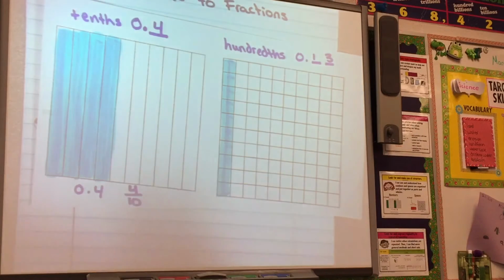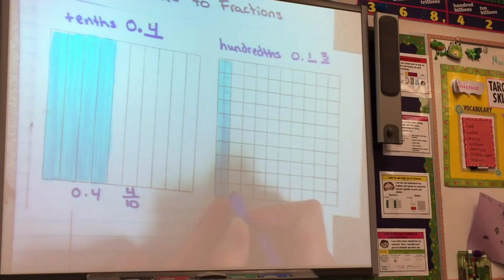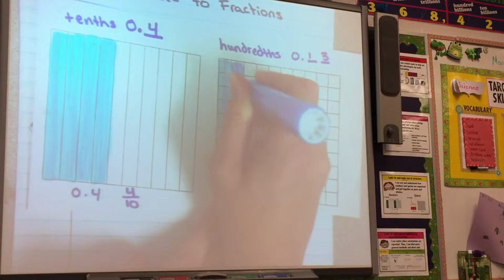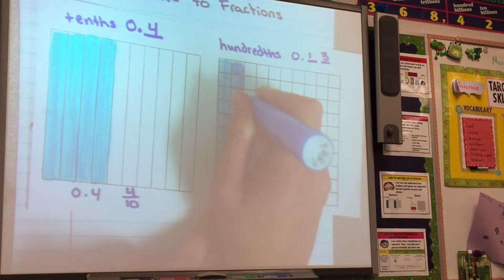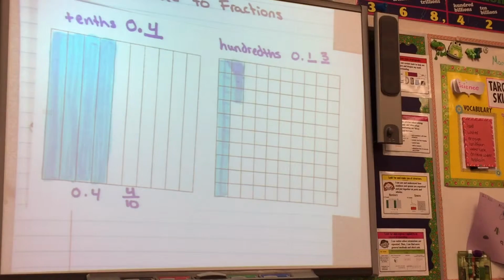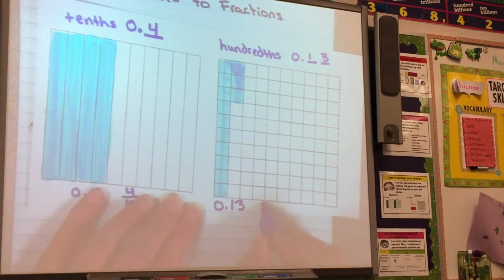And I still have 3 ones to shade. So I have 10 hundredths in one column, 11 hundredths, 12 hundredths, 13 hundredths. So I have 13 out of 100 squares shaded. So the decimal would be 0.13, 13 hundredths, or the fraction would be 13 over 100.